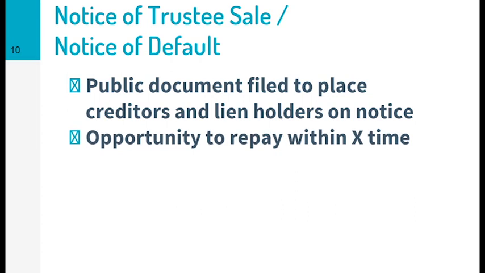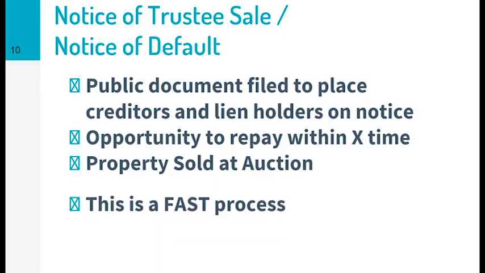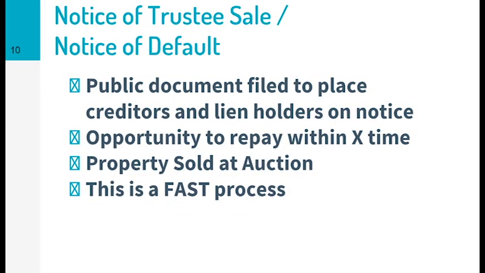Once that public document is filed, the borrower will have X amount of time to repay the past due payments to get that loan going again. If they fail to do so, the property is going to be sold at auction. We've already discussed that in the Understanding the Foreclosures video, but if they don't pay it back, it goes to auction. This is a very, very fast process.